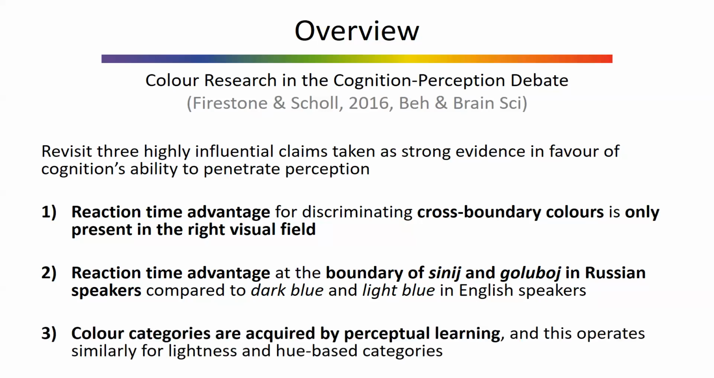And finally, I will talk about the acquisition of color categories, and we will compare how this happens for lightness and hue-based categories. The previous influential studies have claimed that this happens in a very similar way, which would again mean that the perceptual dimension doesn't really matter within the complexity of color perception, the dimensionality of it. What simply matters is that once we equate the perceptual distances, categorization and acquisition of such categories operates uniformly.